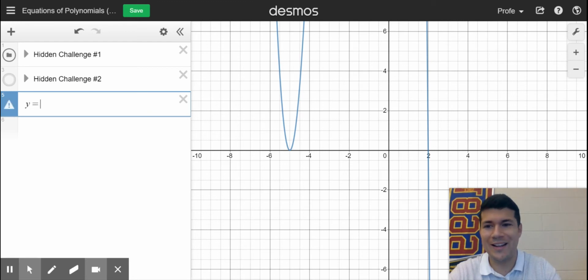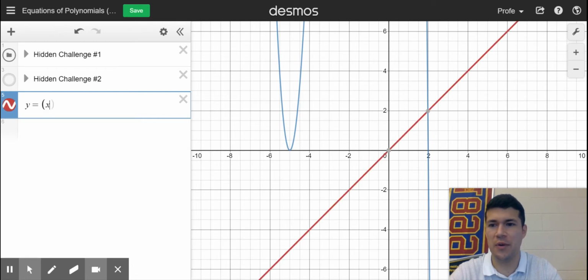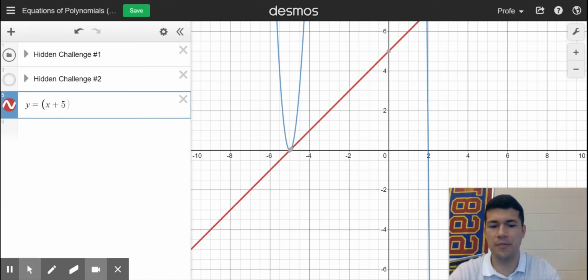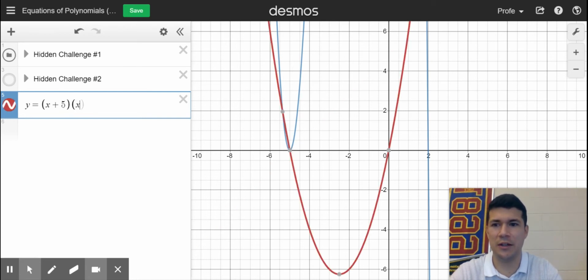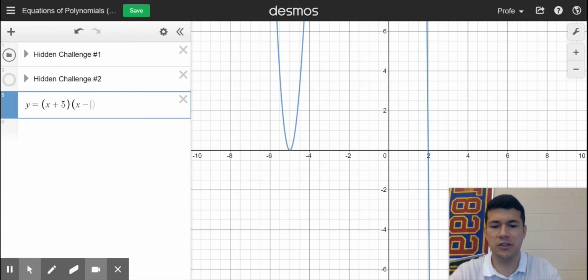We know that this function has a 0 at -5 and at +2. So let's try out x. Well, if I have a 0 at -5, that must mean my root is x plus 5. So we've learned that if I know the zeros, then I know the factors, right? And then we can try x minus 2.